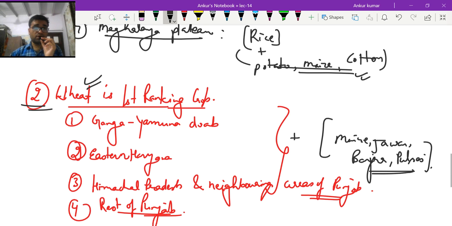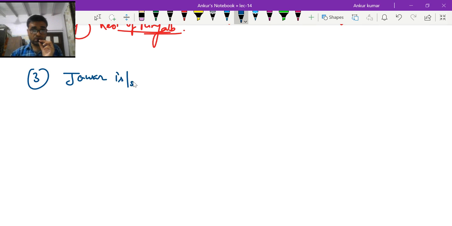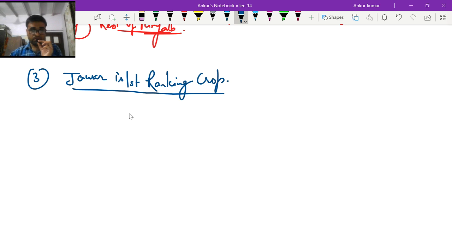So if we said that we will discuss 11 such combinations, 11 such regions, we have discussed two. One is for rice, second one is for wheat. Moving on to the third one, where jowar is the primary crop. Jowar is the first ranking crop. These are the areas where we will discuss.